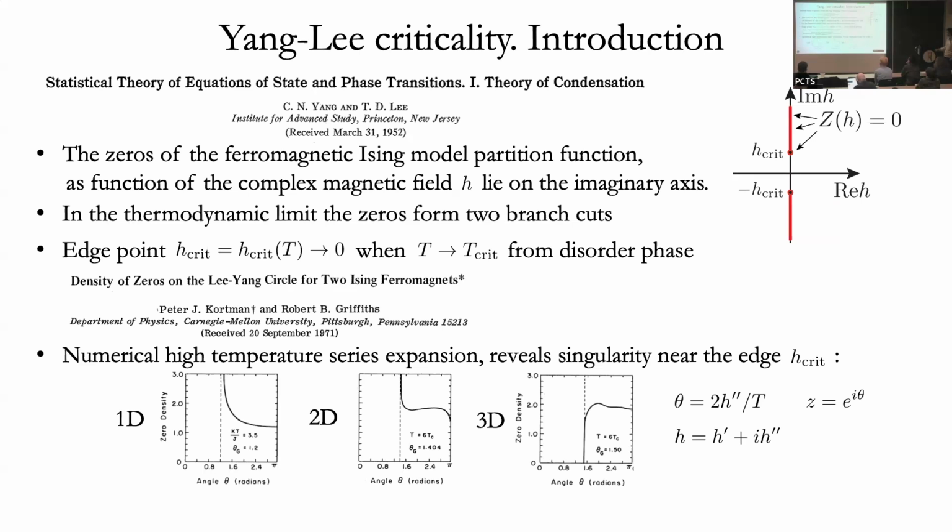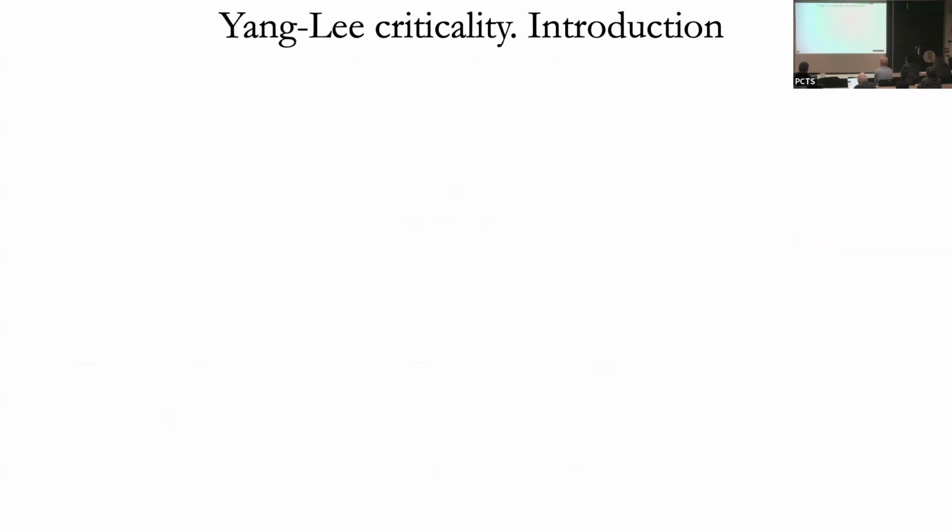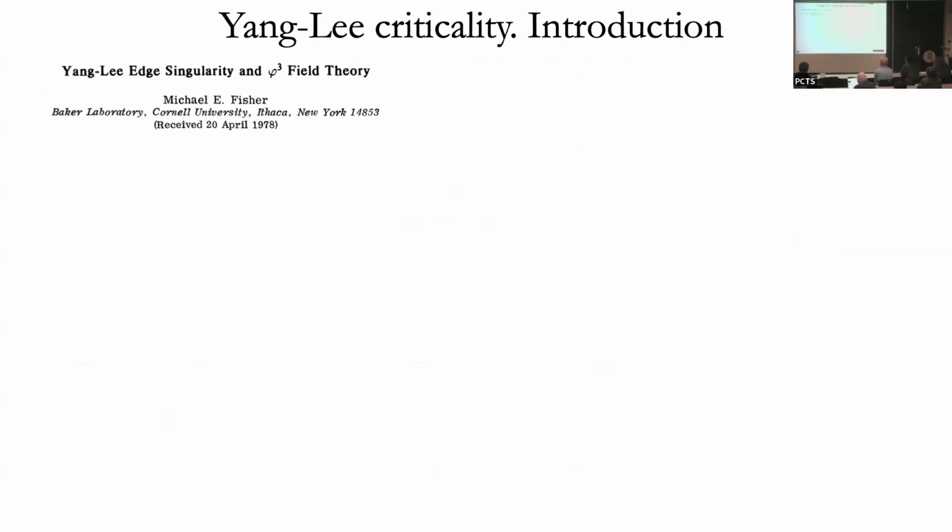Diverges in 2D, but actually decays in 3D. And there are some scaling exponents which you can assign to this behavior of the density of zeros. So the density of zeros at the imaginary magnetic field behaves as h minus h critical to some scaling exponent sigma, which they could estimate from this numerical analysis.